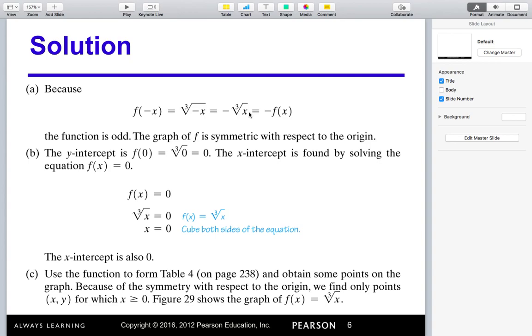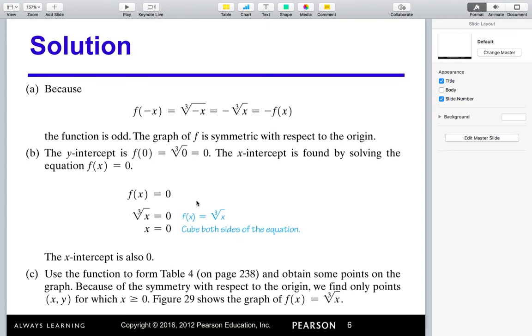So going back to the definition of odd and even, this is odd. When f of negative x is the same as -1 times f of x, that function is odd. What that means is that your graph will be symmetric with respect to the origin, which we'll see in a second.